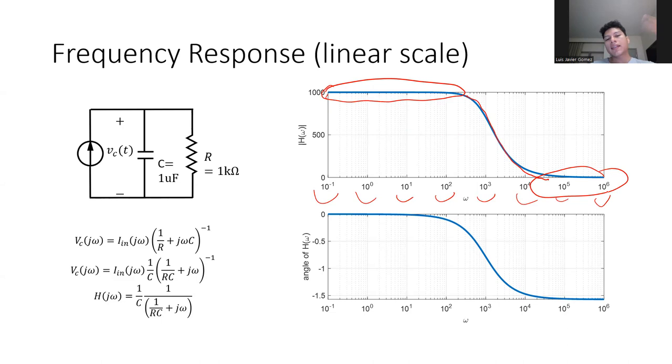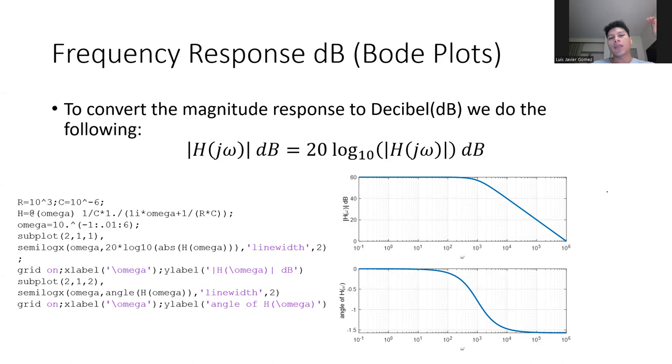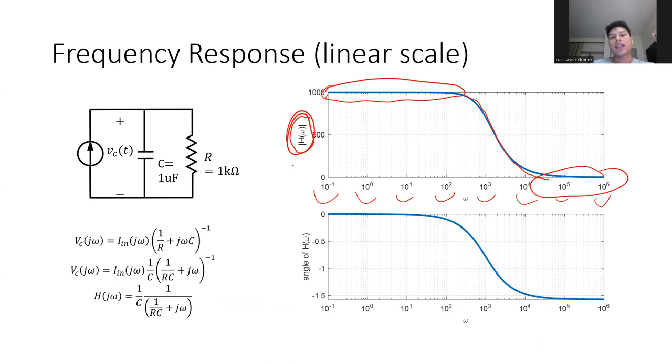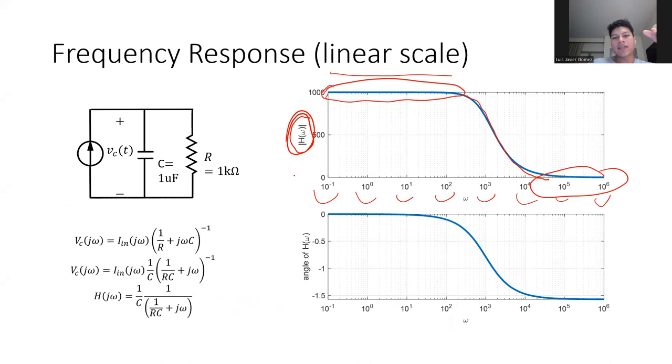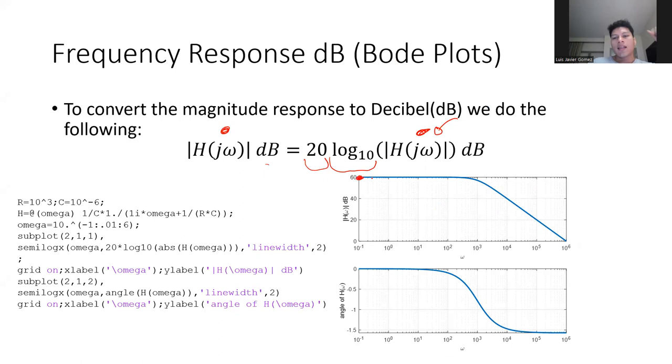And so we introduce the notion of decibels. If this is H of j omega, we typically don't draw it in a linear scale. We draw it in what's called a decibel scale. To get the decibel scale, you take the magnitude of your frequency response, take the log base 10 of it, and then multiply by 20. So here is how this circuit would look in a decibel scale. In particular, we see 60, because in the previous plot we had 1,000, which is 10 to the 3. The log base 10 of 10 to the 3 is 3, and times 20 gives 60.